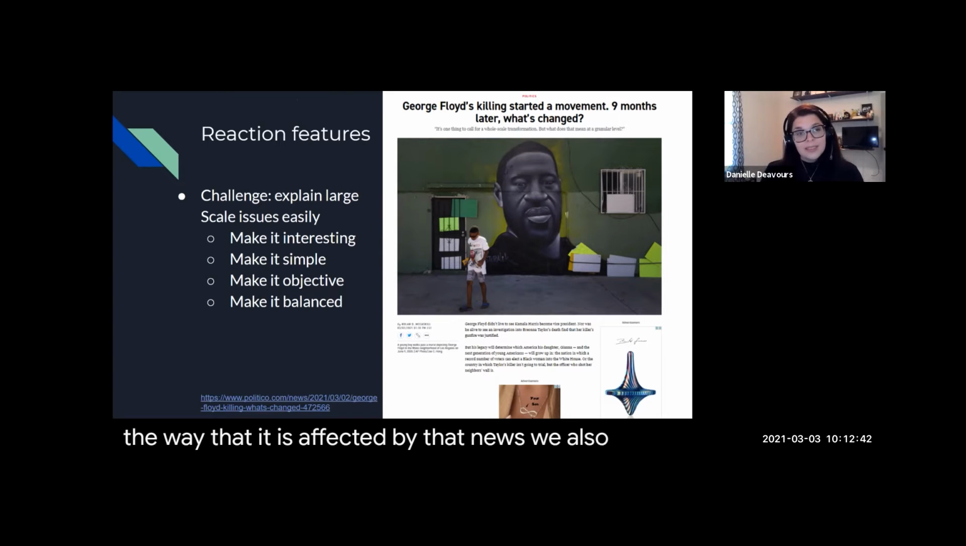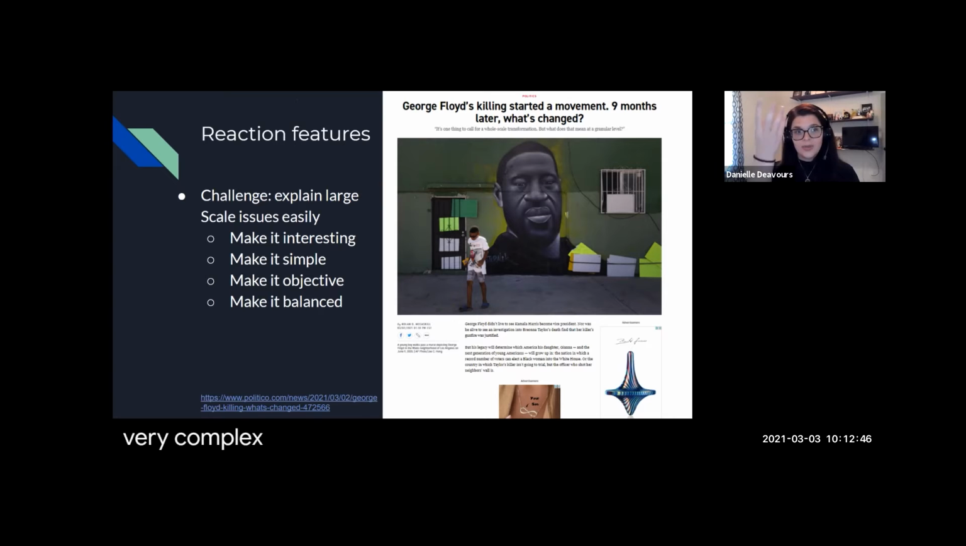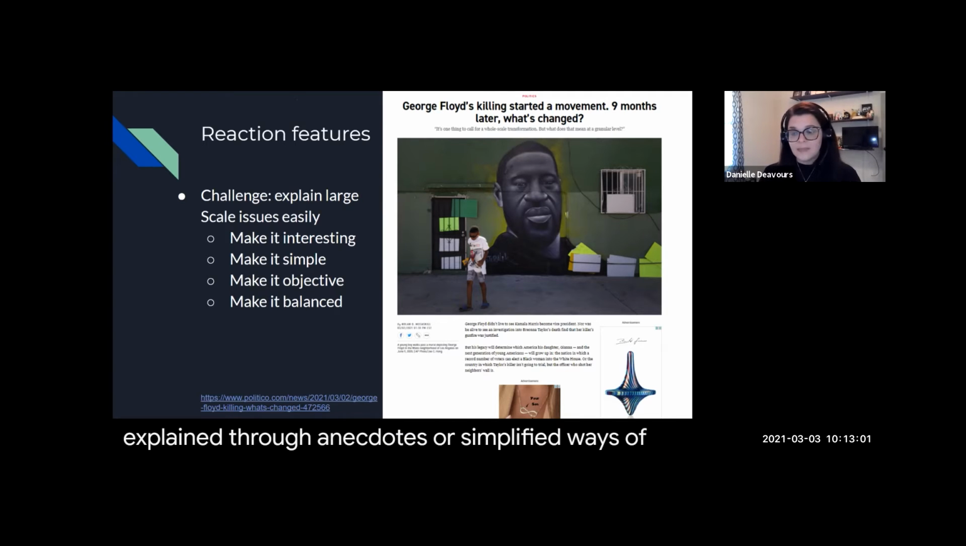We also need to make it simple enough. A lot of social issues are very complex. So it's really synthesizing that information and bringing it down to that third grade reading level, where very complex topics become explained through anecdotes or simplified ways of writing.